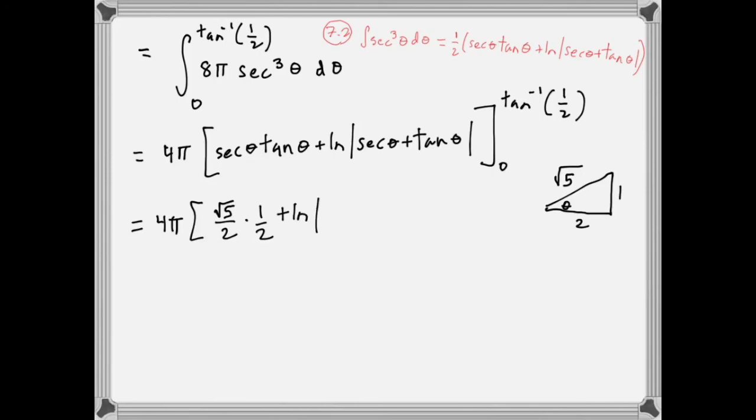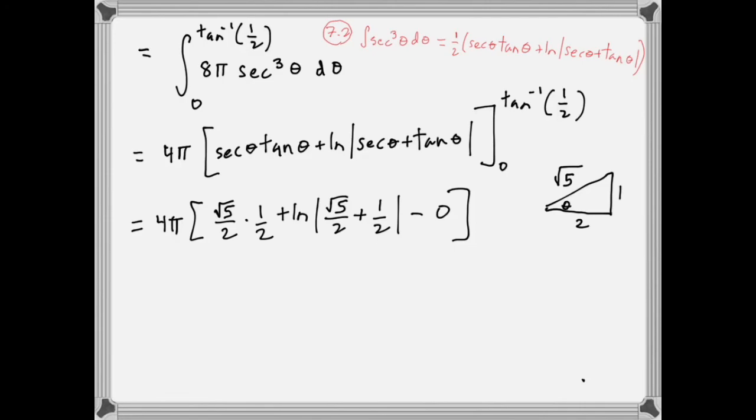plus ln of the absolute value. Secant is root 5 over 2 plus tangent is 1/2. So all of that minus, if I plug in 0, I actually get 0 in that entire thing because I get 0 plus ln of 1. And so maybe I'll just put this just to show that it does become 0.